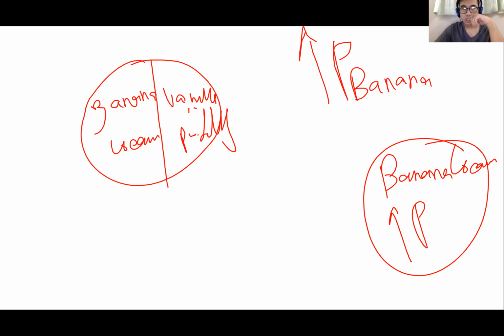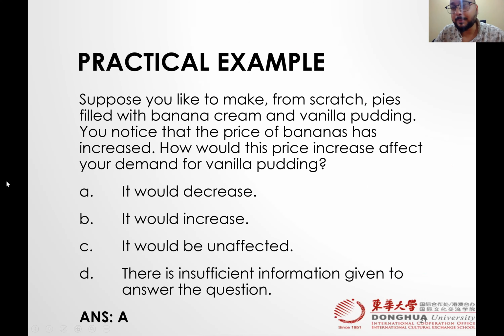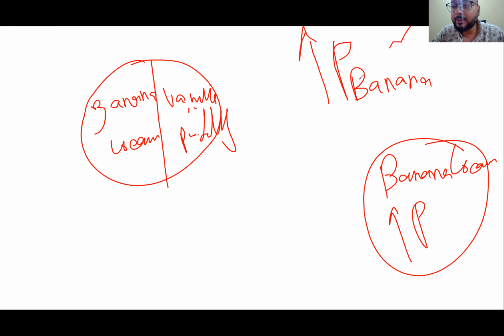Wait a second. Let's read the question again. Suppose you like to make from scratch pies filled with banana cream and vanilla pudding. You notice that the price of banana has increased, right? So when price of banana increased, for those producers who are making banana creams, it is more costlier for them to make banana cream, so they will increase the price, right? Yes, I understand.